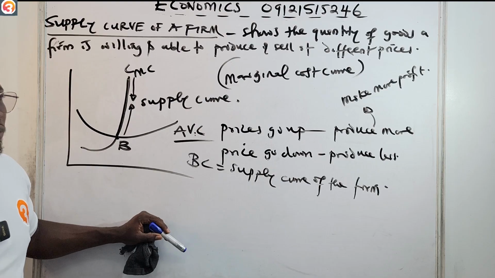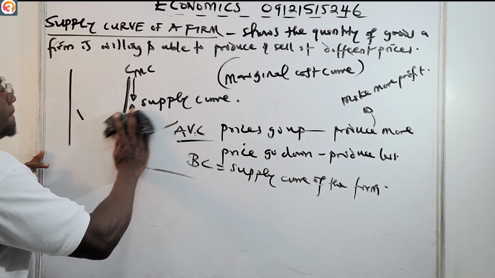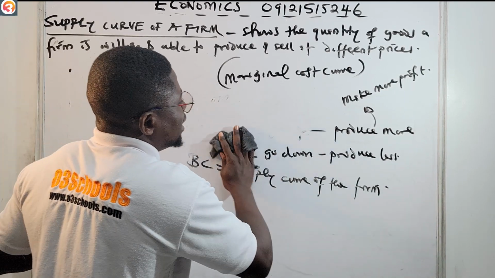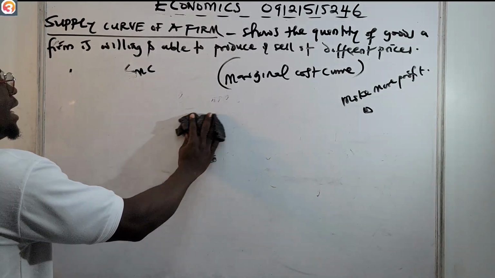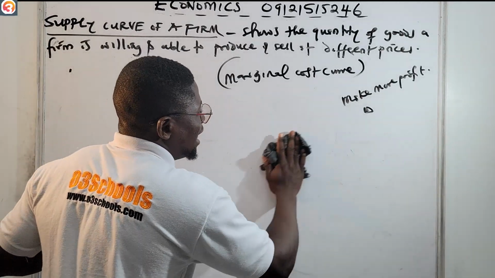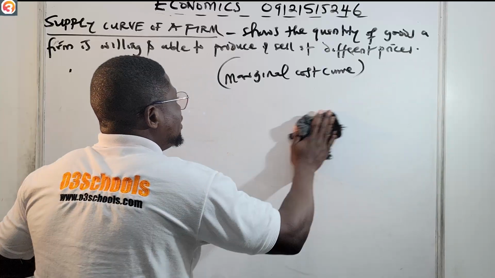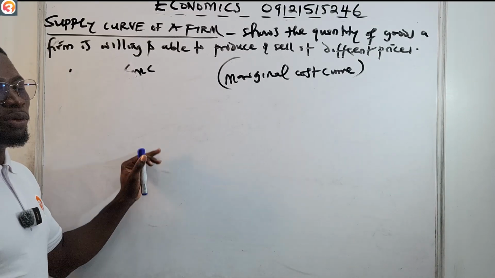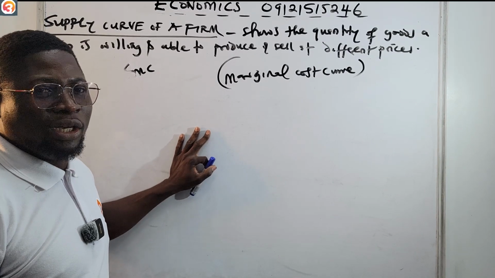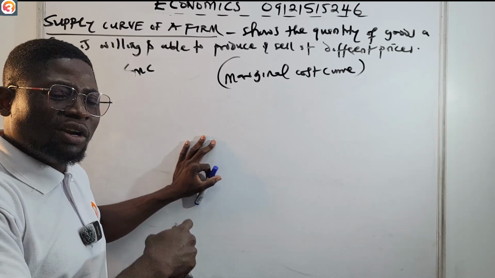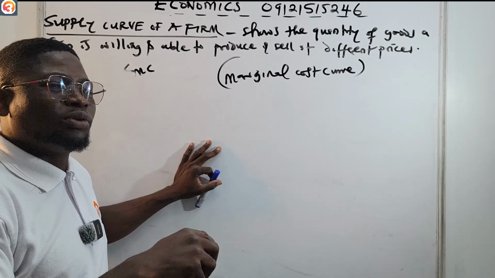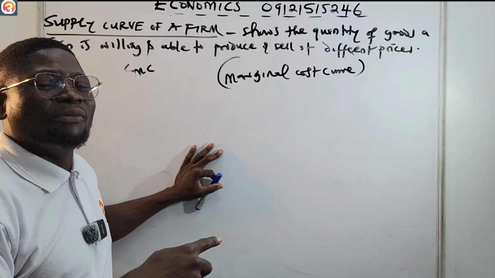Now let's see an example to further illustrate this. Like you saw from the graph, anything below the average variable cost means the firm cannot even cover some variable costs, so it won't want to supply anything. But anything above the average variable cost means the firm can cover variable costs and even some fixed costs.